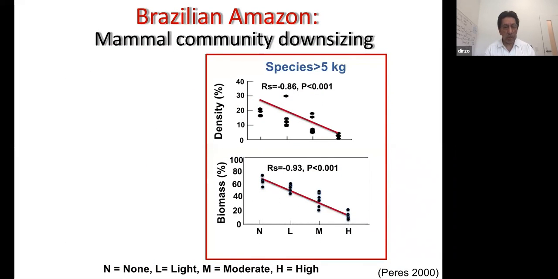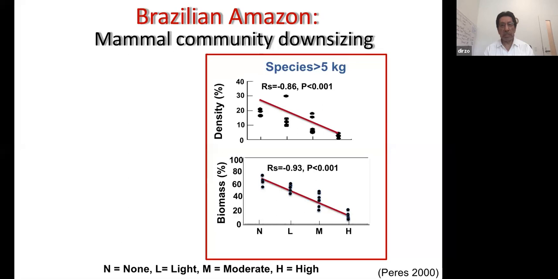to extend my comment of the last histogram about the downsizing effect by looking not at the global scale, not at this global analysis that I just showed you, but let's go to particular locations in the Neotropics. So let me introduce you to this amazing work by Brazilian ecologist Carlos Perez, who has done fantastic work in studying the situation of the animals in the Amazon, particularly the Brazilian Amazon.